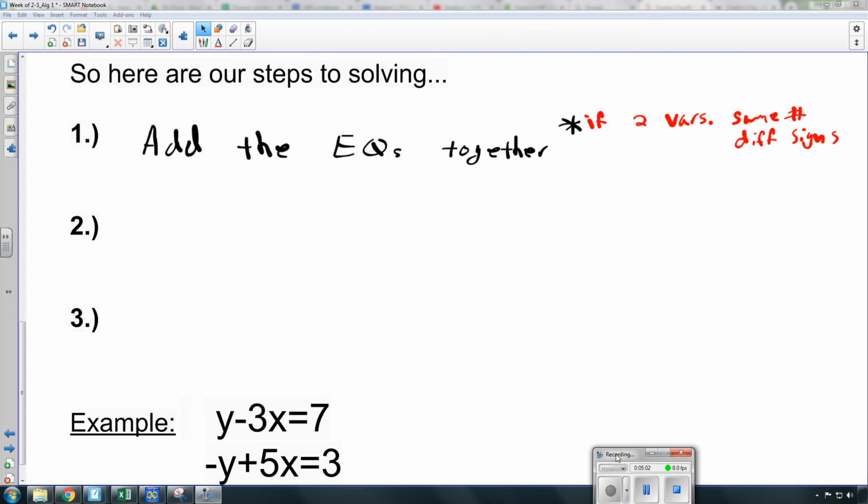So VARS stands for variables. The question came, what does VARS stand for? It's variables. So add the equations together.